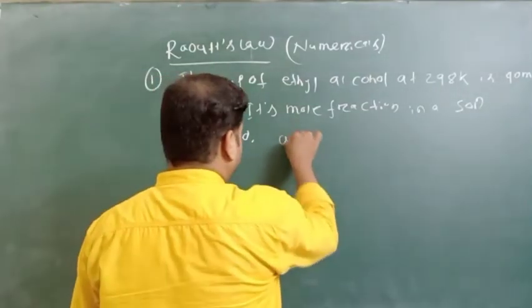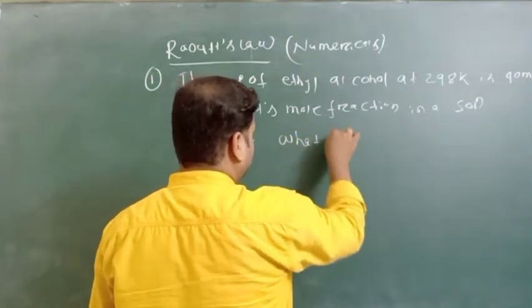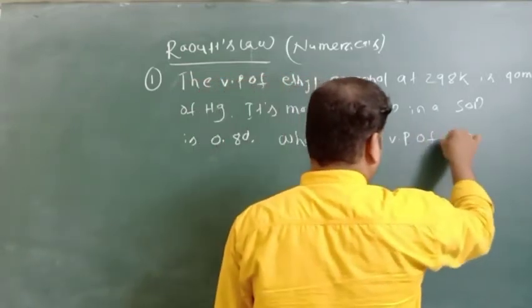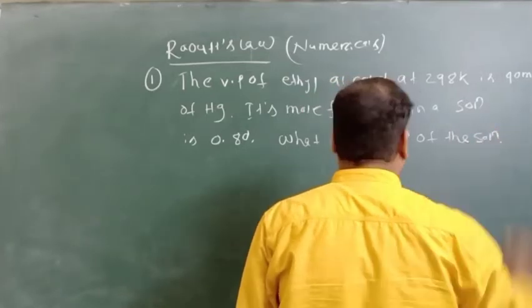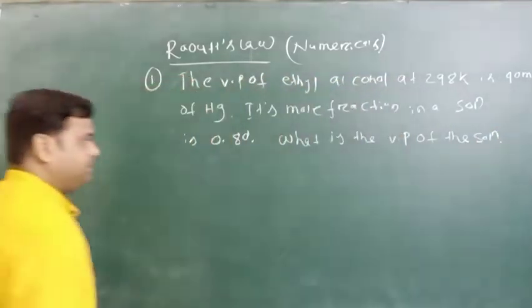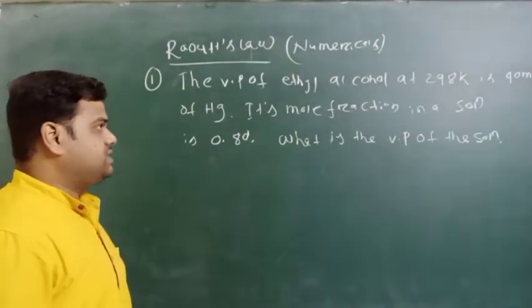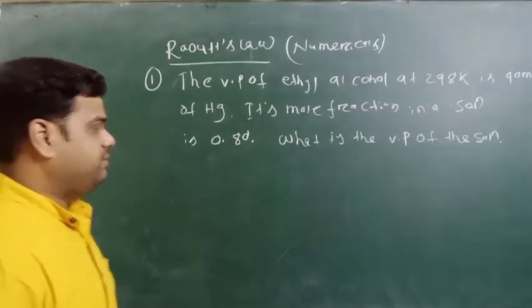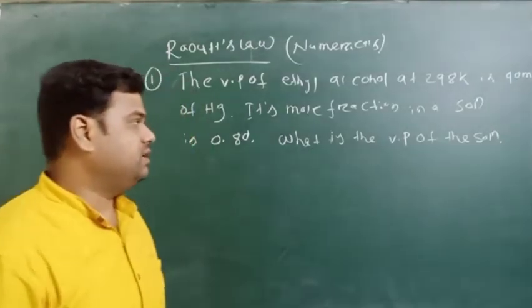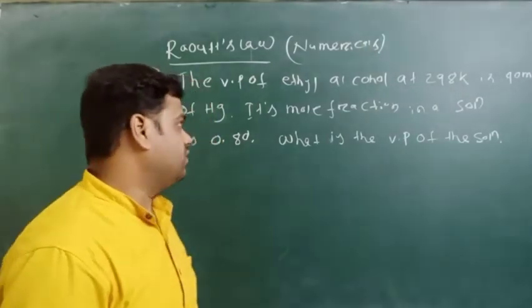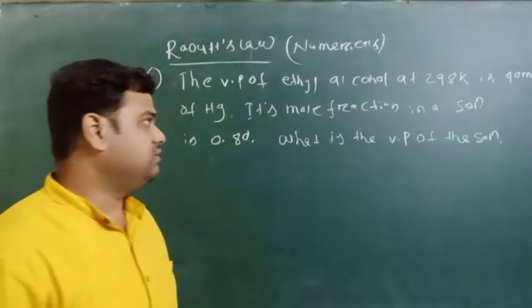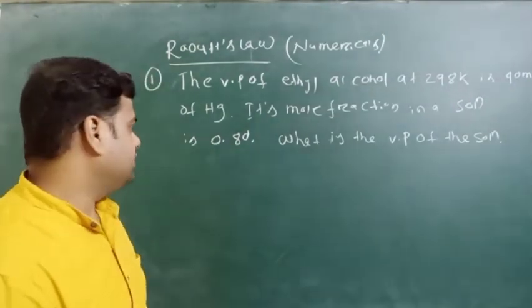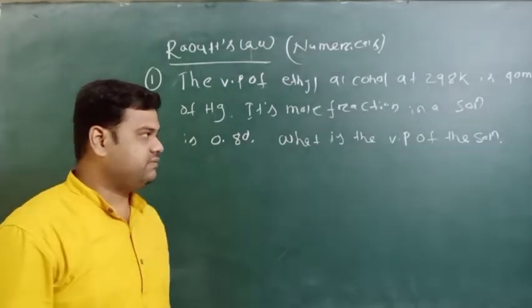Then what is the vapor pressure of the solution? What is the vapor pressure of the solution? The data given are 40 mm of mercury, the vapor pressure of the component. Here the component is ethyl alcohol. It means the vapor pressure of the solute is 40 mm. Its mole fraction is given as 0.80, and we need the vapor pressure of the solution.